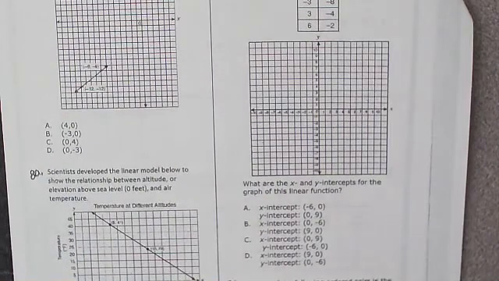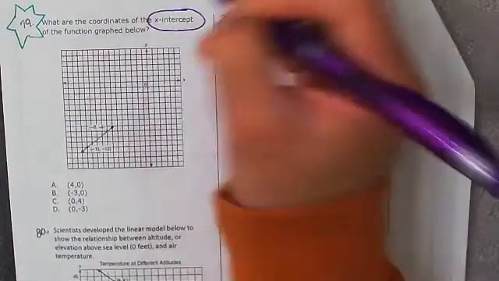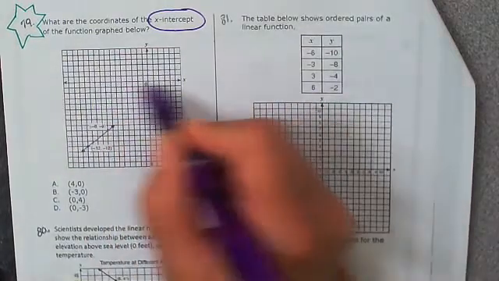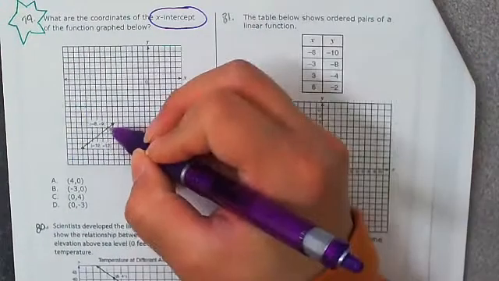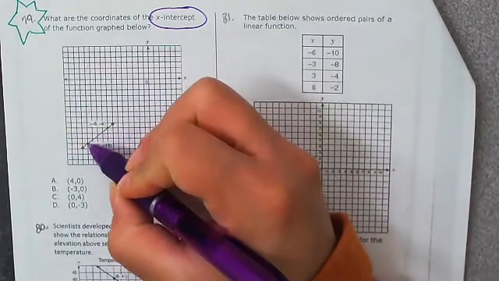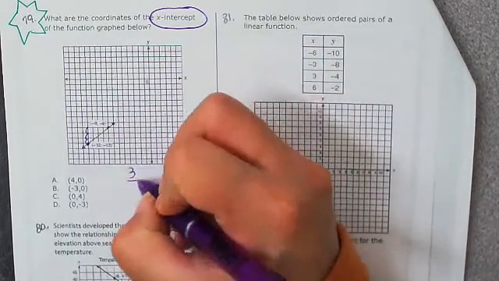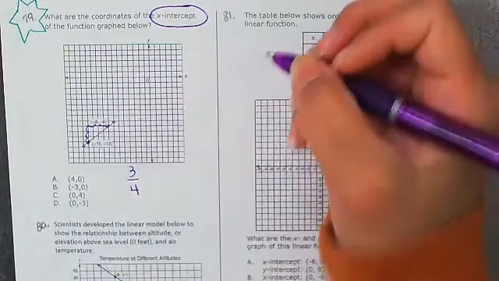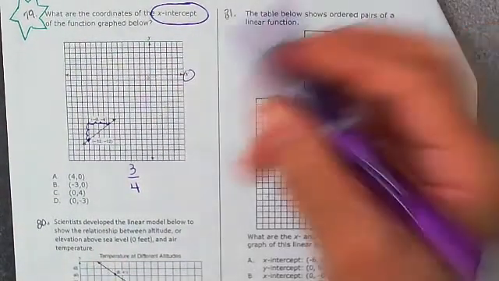Okay, let's go to number 79. I give you 2 points, but now I'm looking for the x-intercept. I'm looking to see where it's crossing the x-axis. Okay, so you've got a couple of options. You can find the slope between these 2 points. Rise 1, 2, 3 over 1, 2, 3, 4. So the slope is 3/4.